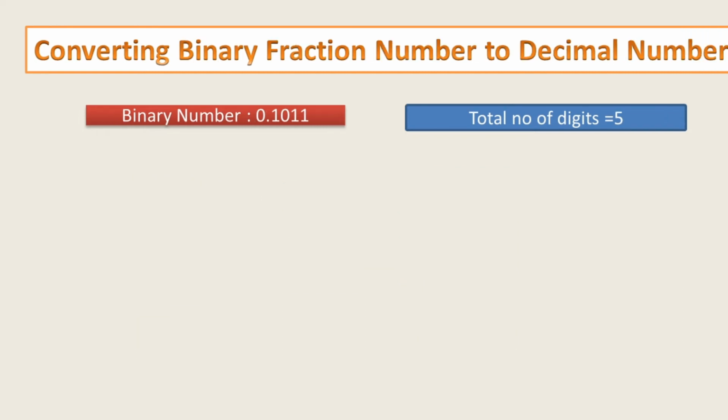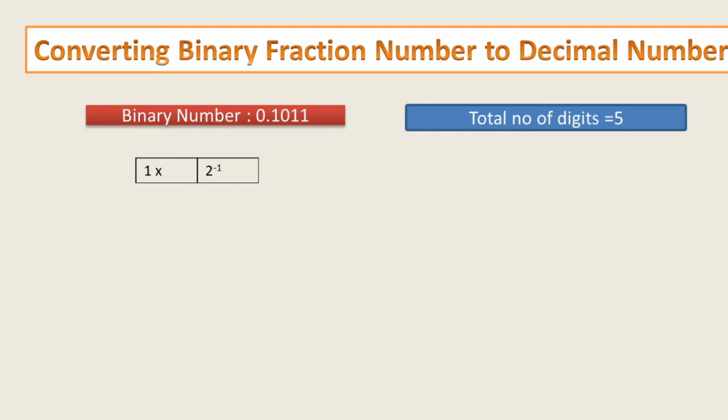Now I will show you how to convert a binary fraction number into a decimal number. Again, the number is 0.1010. When it is a fractional number, we multiply the digit after the decimal point with 2 to the power minus 1. Then we go on to 2 to the power minus 2, 2 to the power minus 3, like this.